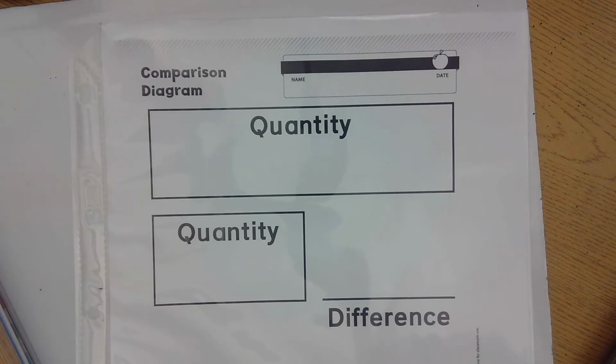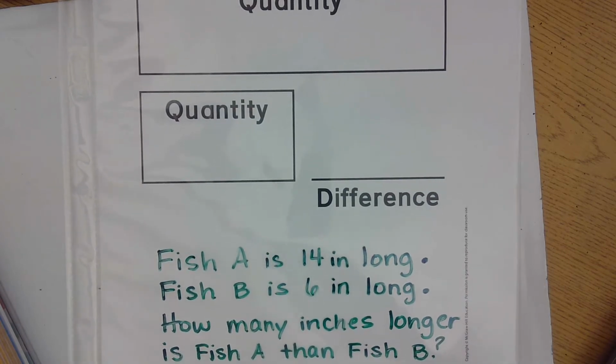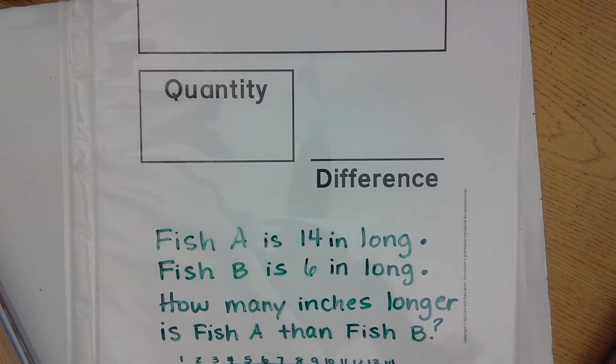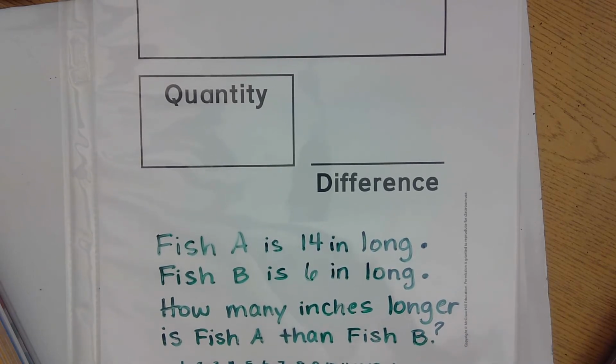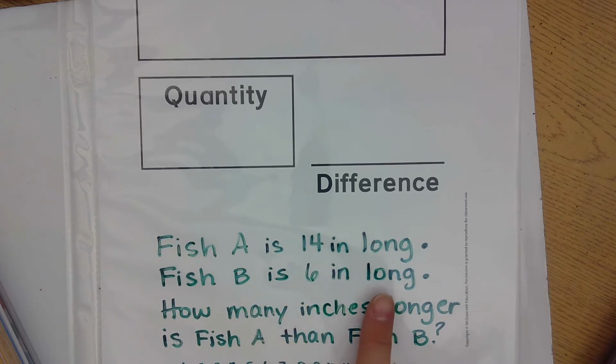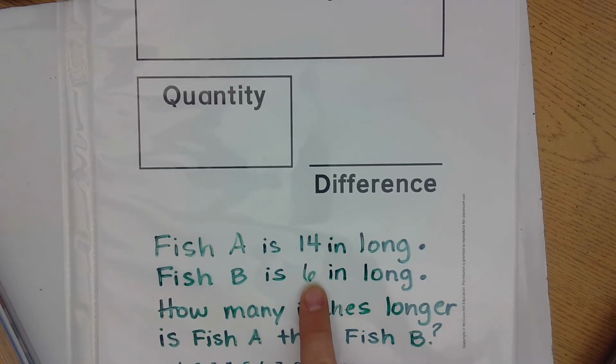All right, I would like us to go ahead and take a look at an example of a comparison number story. We're going to think back to using that fish poster that we used a little while ago. And this is an example for you. So fish A is 14 inches long. Fish B is 6 inches long. Already I see two quantities. 14 is a quantity and 6 is a quantity.